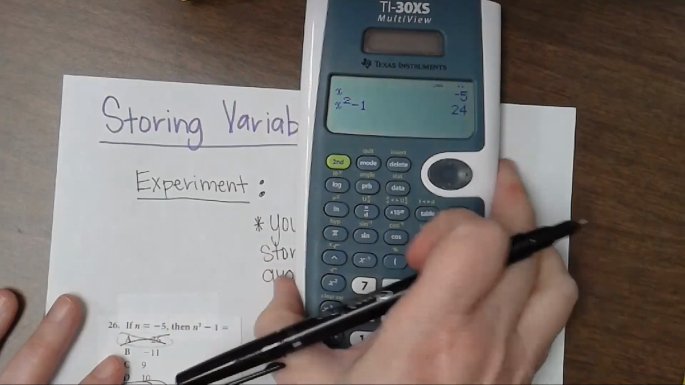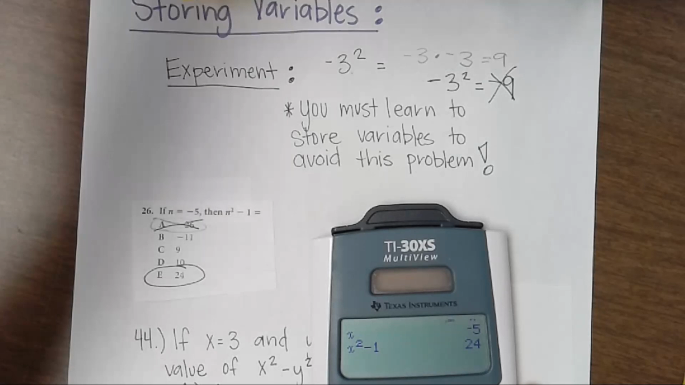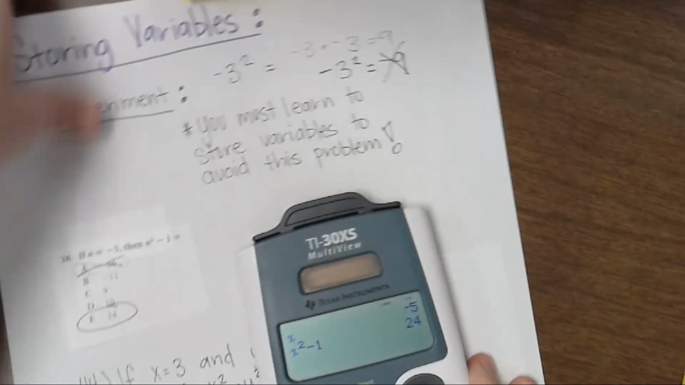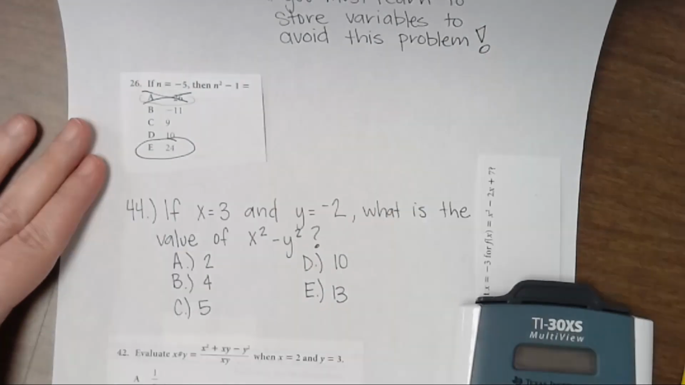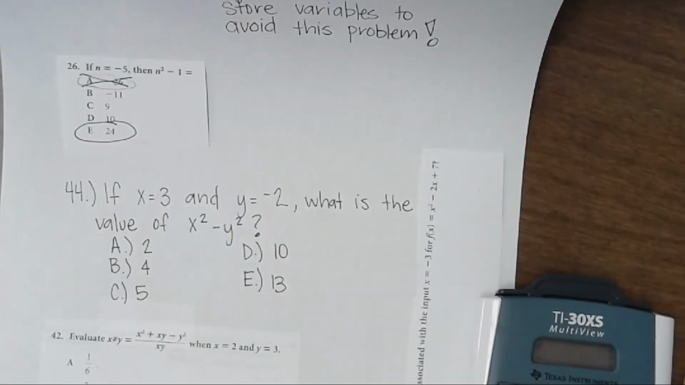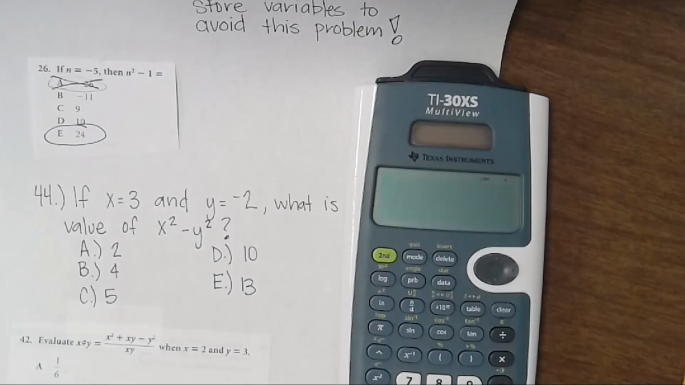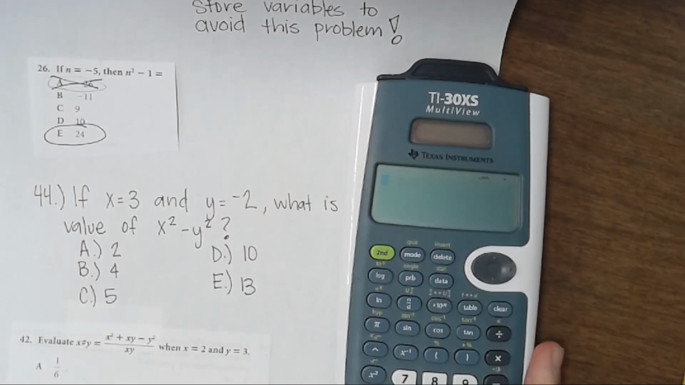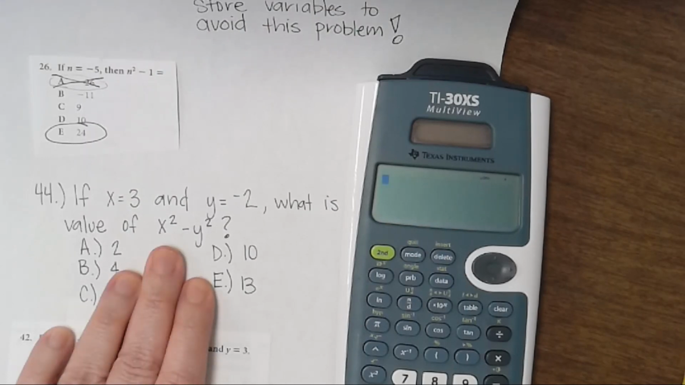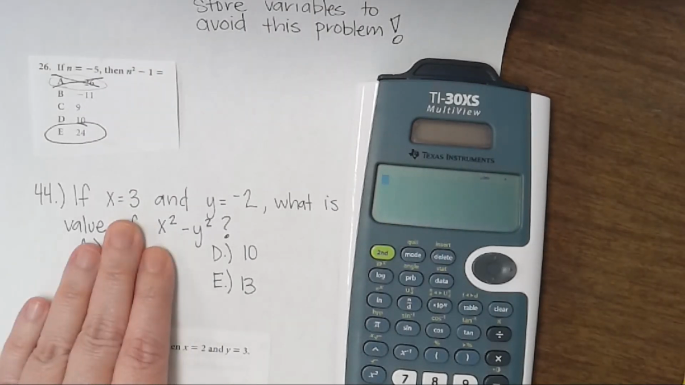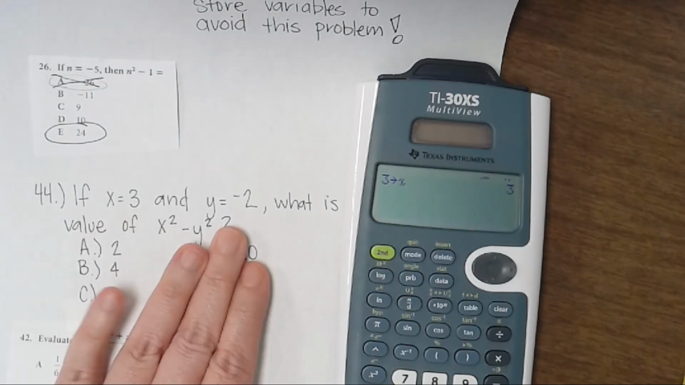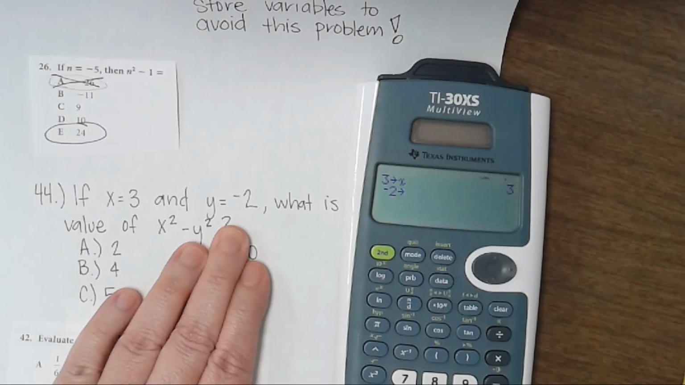Okay, let's store a variable here a few other times. Okay, number 44. If x equals 3 and y equals -2, what is the value of x squared minus y squared? Okay, gonna hit clear. I have not cleared my variables, and that's okay. I'm just gonna store over the top of it. So first I'm gonna store 3, store for x, hit enter. Now I'm gonna store -2, store for y, just hit it 2 times quickly and hit enter. Okay, now I'm ready to go.